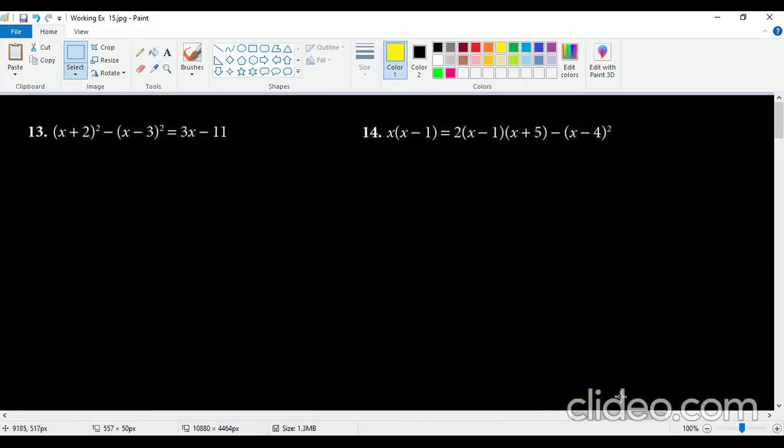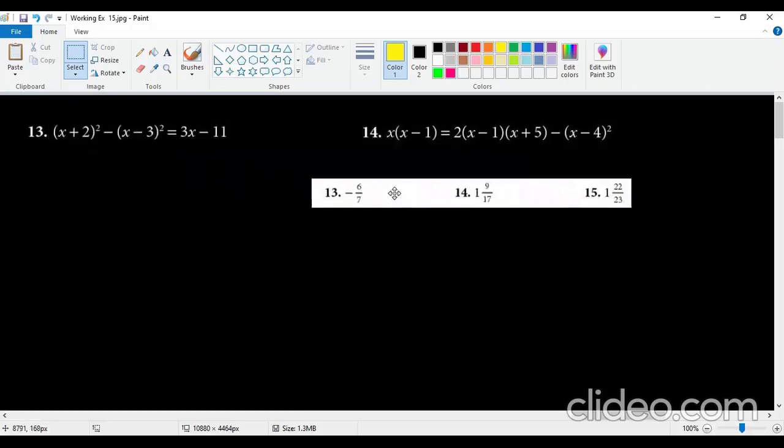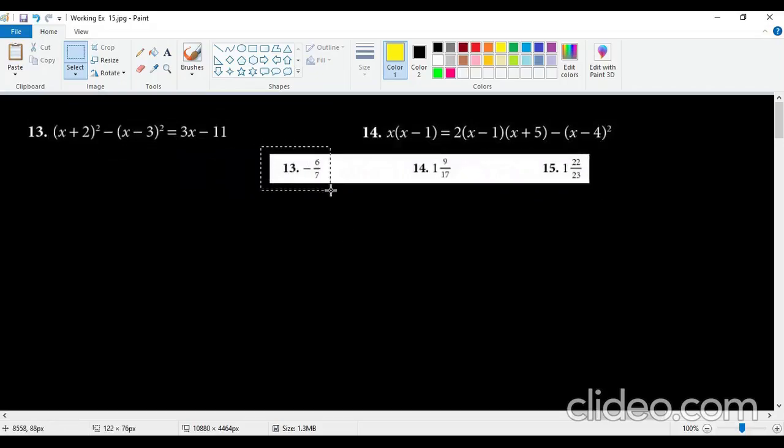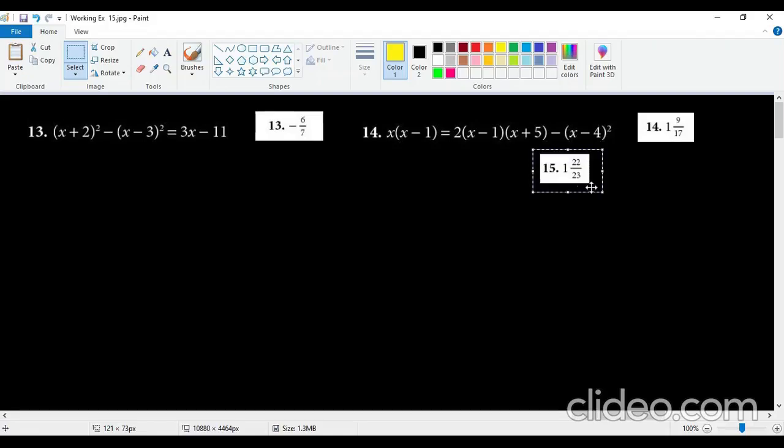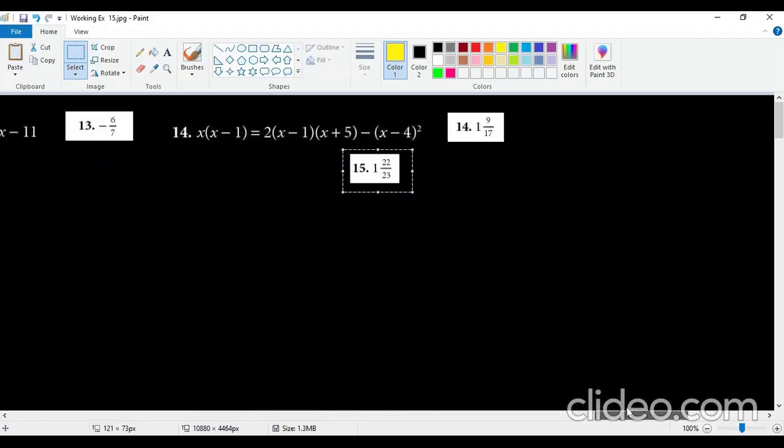13, 14, and comes 15. For 13, the answer should be minus 6 over 7. For 14, the answer should be this. And for 15, the answer should be, the question is down somewhere. Where has it gone? Okay, leave it for now. Okay, moving on directly to question number 13.